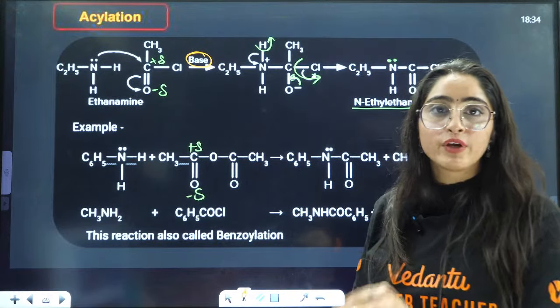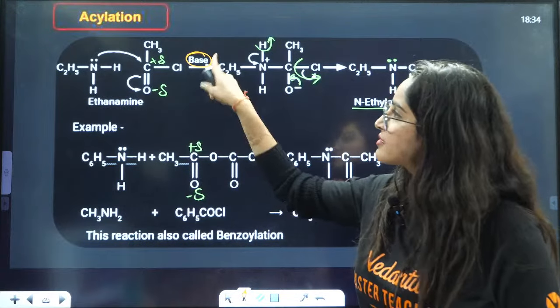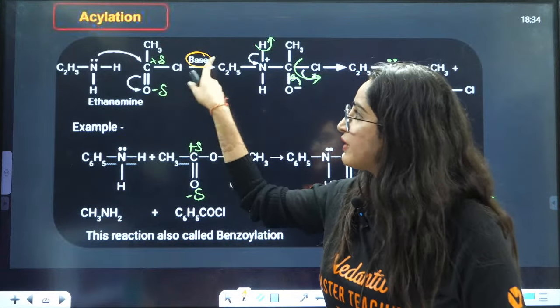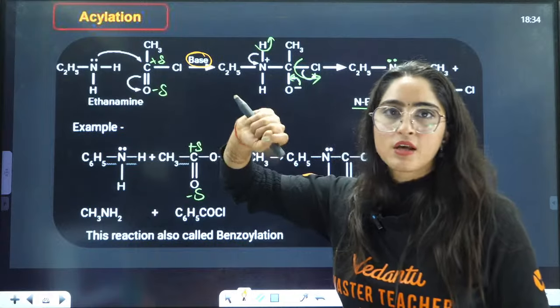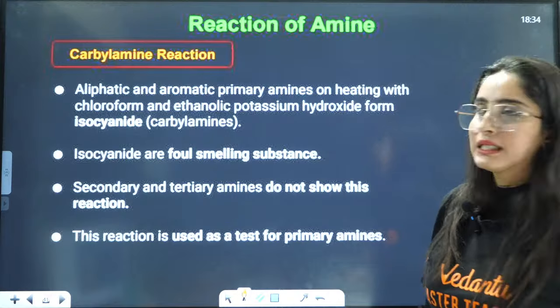Okay, that is why we have used pyridine to distract it, right? So that it can feel that this is a stronger base, and this is not a base. For that, we have used a stronger base as compared to this amine, right?